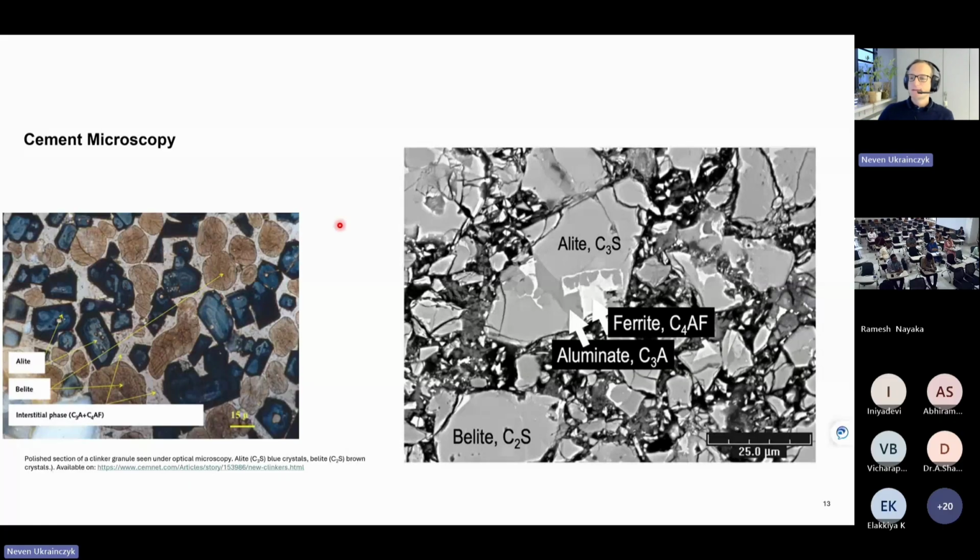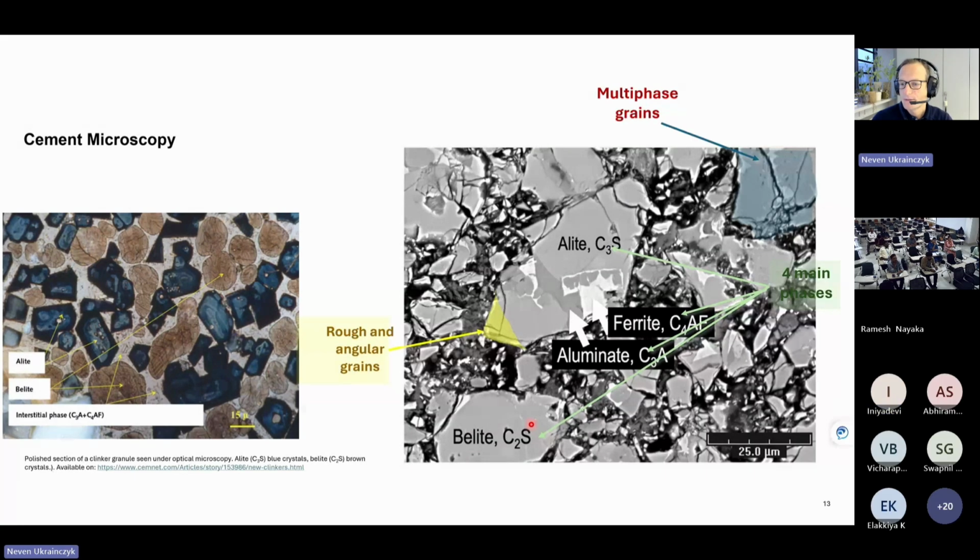So the cement, not only single particles, they are actually polymineral grains. So even one particle has a different mineralogy. So there we have the C3S and C3A. They can also be in one particle. So there are multigrains, and we also have angular, irregular shapes, and we also have many minerals in one single particle.